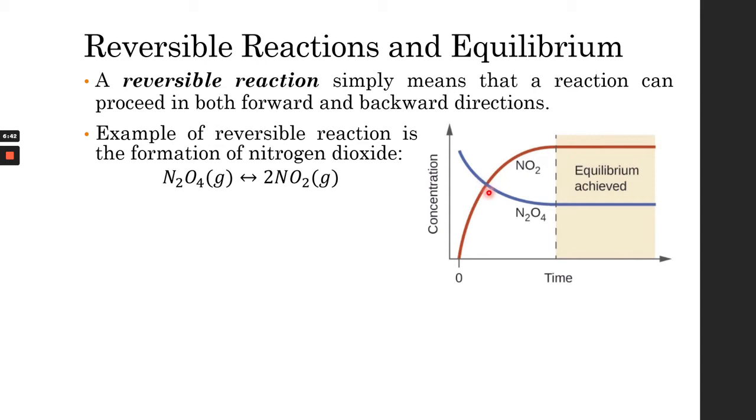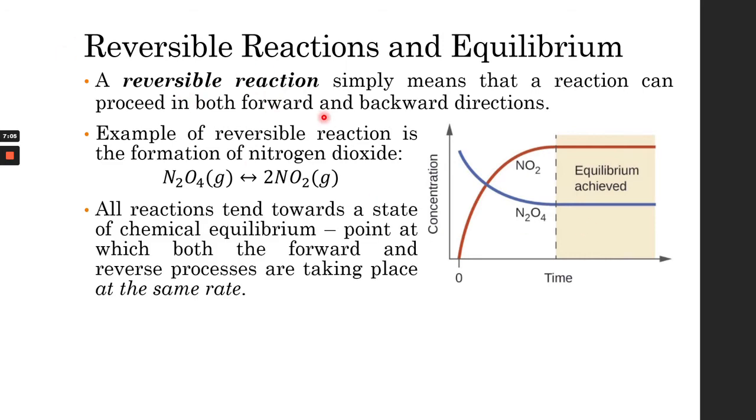What we are talking about is the rates wherein the formation of NO2 is equal to the formation of N2O4. Basically, it means the production rate from N2O4 to NO2, the speed, is equal to the speed of NO2 going back to N2O4. So that is the reversible reaction. And all of the chemical equations actually have a tendency towards a state of chemical equilibrium.